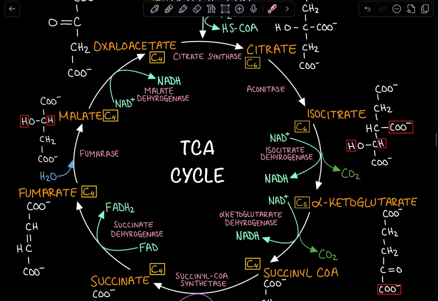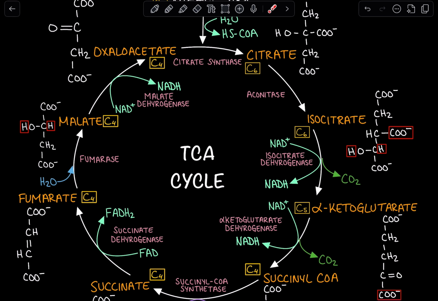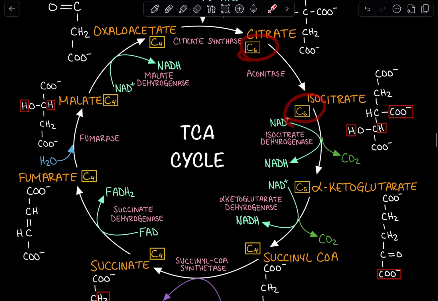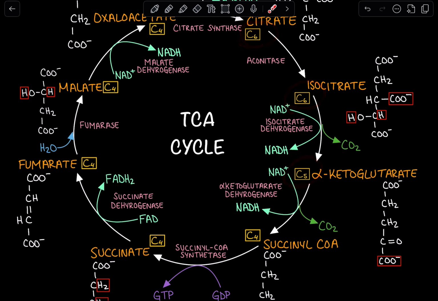Remember to keep track of the number of carbons you have. We started off with 4, combined with acetyl-CoA, got a 6-carbon molecule, isomerized it. Now we've lost our first carbon. Remember, in the TCA cycle, we want to regenerate all our molecules. So we want to end up back with our oxaloacetate C4 molecule.